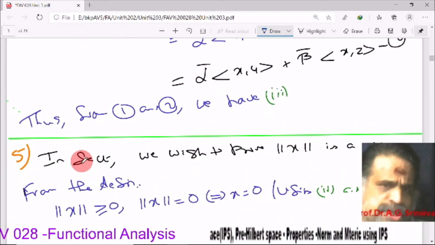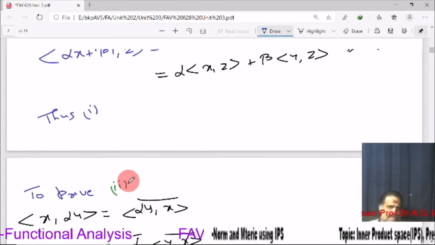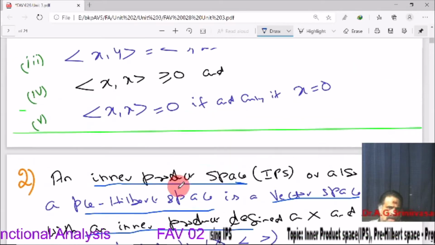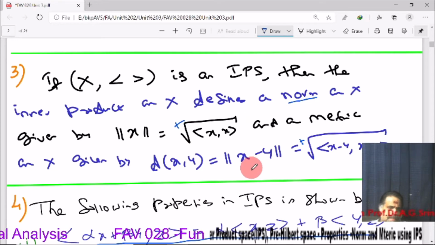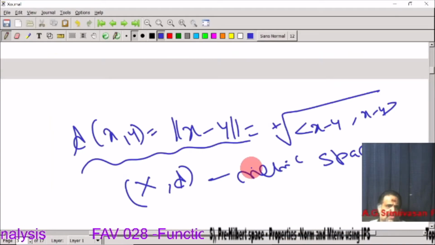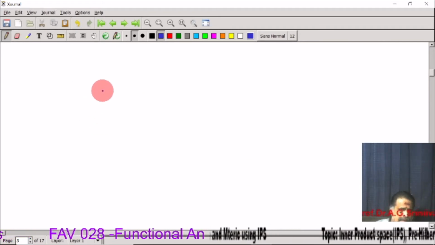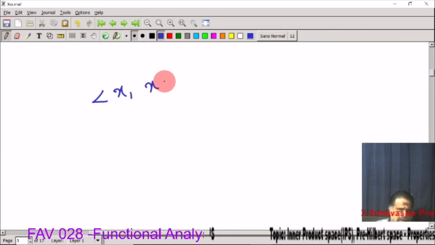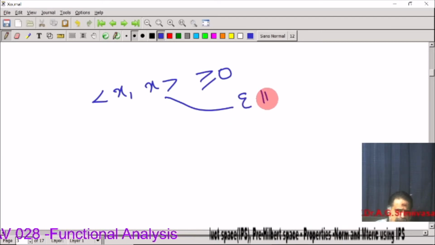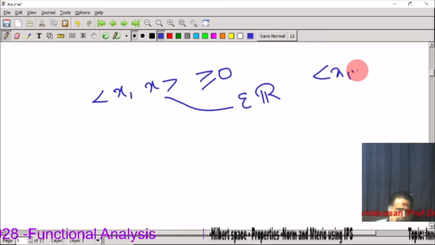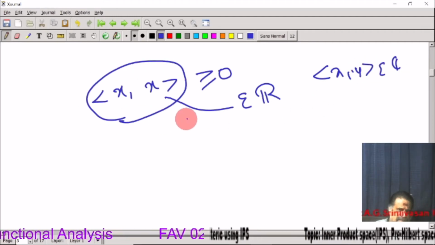Now the next result we are going to show is that this norm is in fact a norm. What is the norm definition? The norm of x is equal to the positive square root of the inner product xx. Before I do that, let's take what is an inner product notion. The point is that inner product xx is always greater than or equal to 0. That means this must be a real number. Even if the inner product xy is a complex number, inner product xx is going to be a real number.